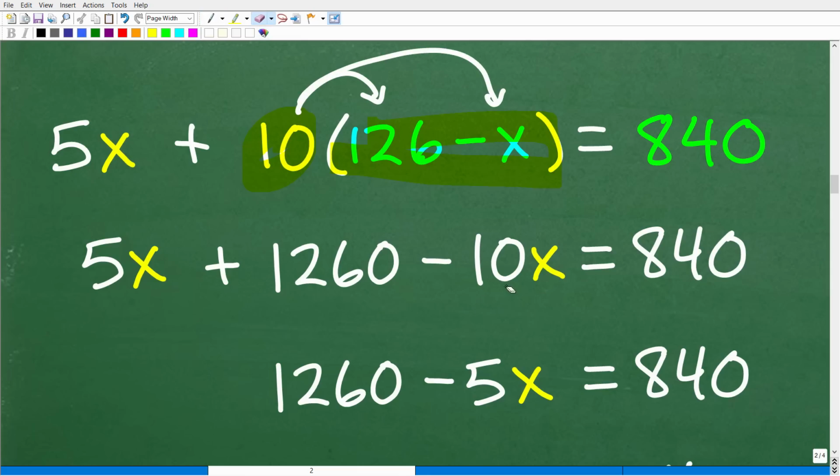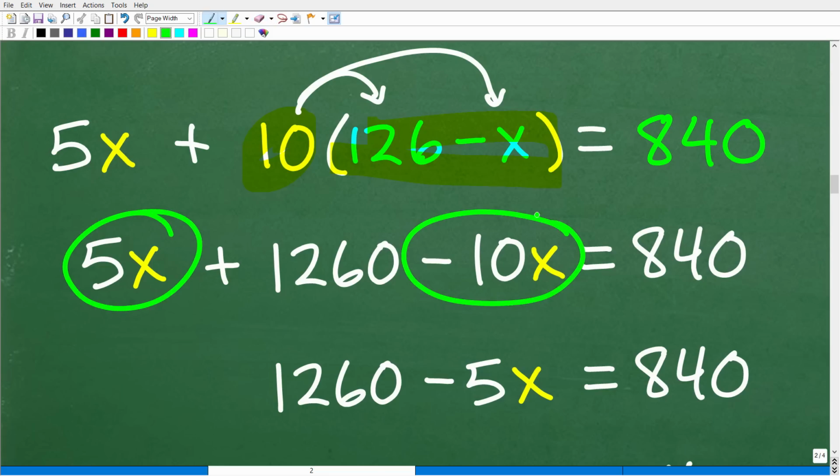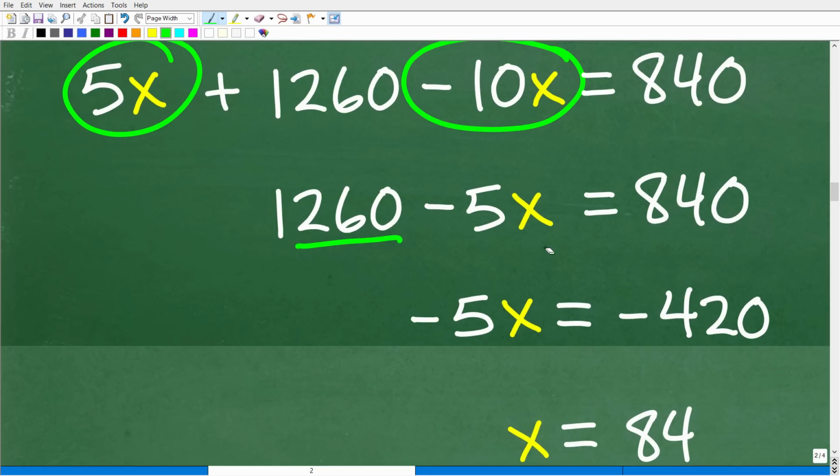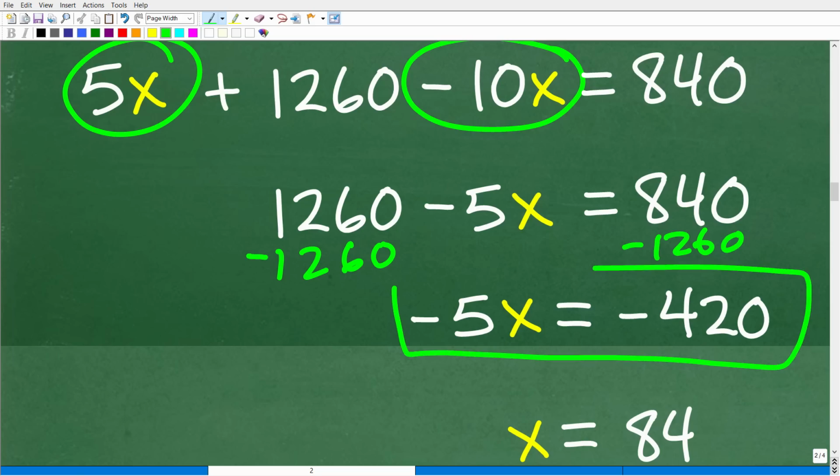At this point, we need to combine like terms. So I have a 5x and a negative 10x. So that's going to be a negative 5x. So I have 1260 minus 5x is equal to 840. So what do we need to do now? Well, I need to move all my numbers to the other side and have my variable terms on the left. So I'm simply going to subtract 1260 from both sides of the equation, and I'm going to end up with negative 5x is equal to negative 420.